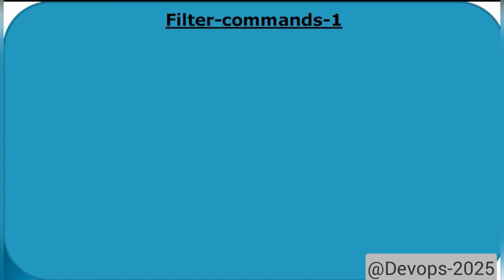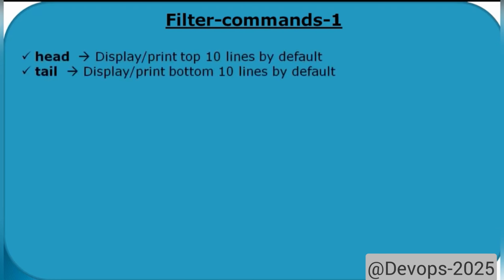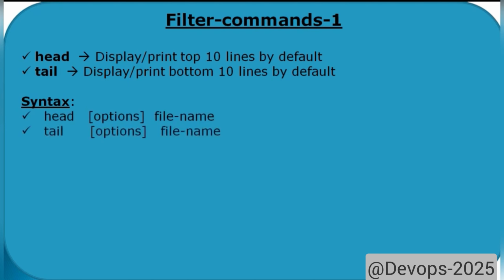So far we discussed the filter command introduction. Now in this class I would like to share the head and tail commands. Head will display the top 10 lines by default, tail will display the bottom 10 lines by default. Here is the syntax for head and tail: head space options, file name; tail space option, file name.